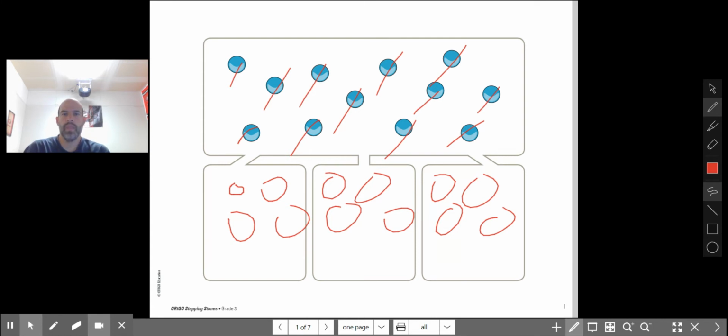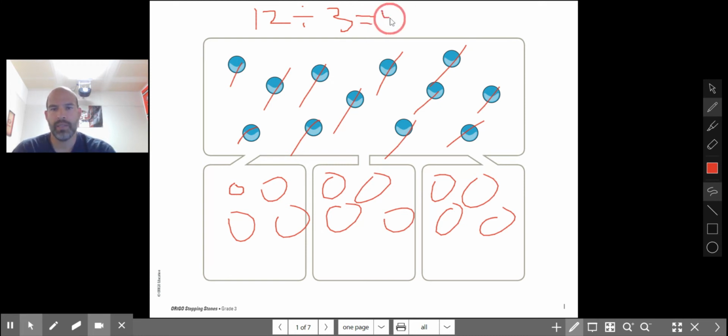rectangles. Okay, so how would we write that as a division equation? So we started with 12, correct? And we divided them into three groups. So each group has 4 in each. We can see that in each of the boxes, right? So we write this equation as 12 divided by 3 equals 4.